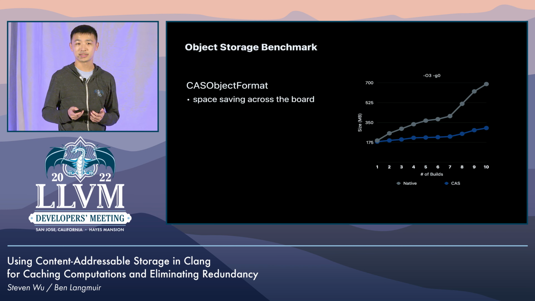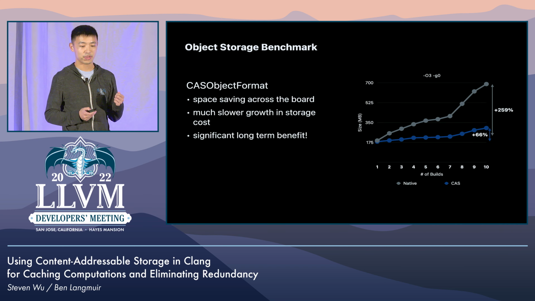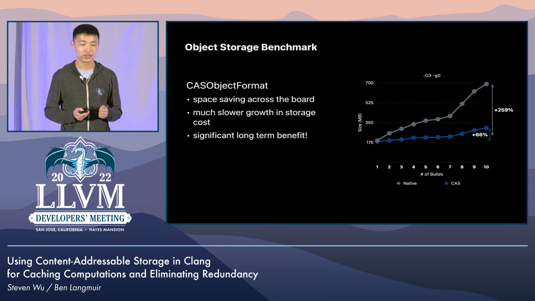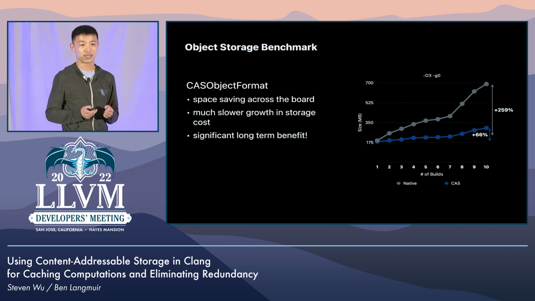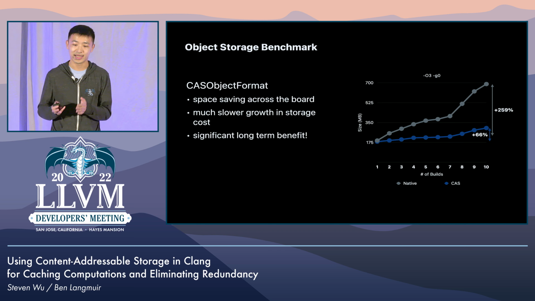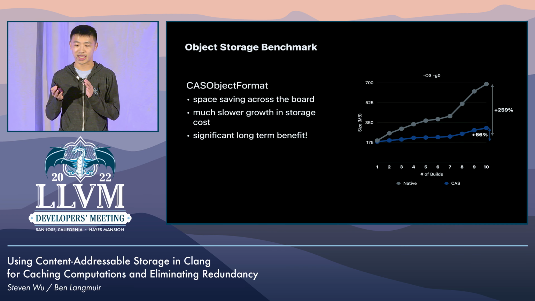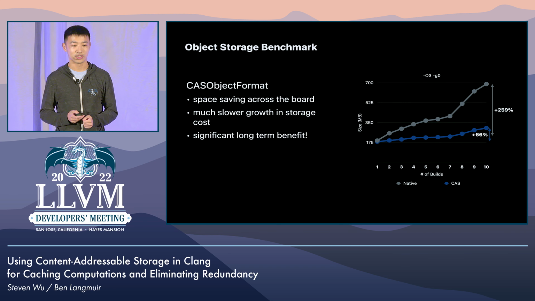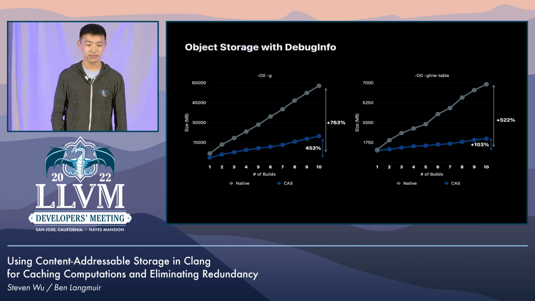You can easily spot that we have space savings all across the board. But more importantly, when you use the CAS object file format we developed, you see a much slower growth rate in the storage cost, only 66% for 10 builds compared to using native objects, which have an increase of 259%, showing a significant long-term benefit.